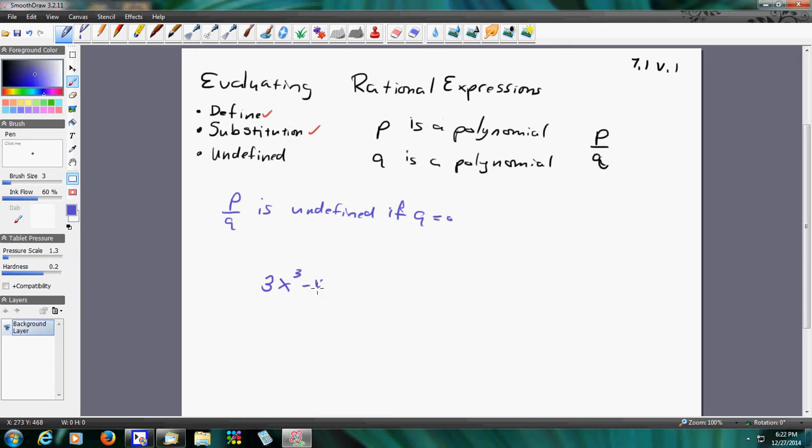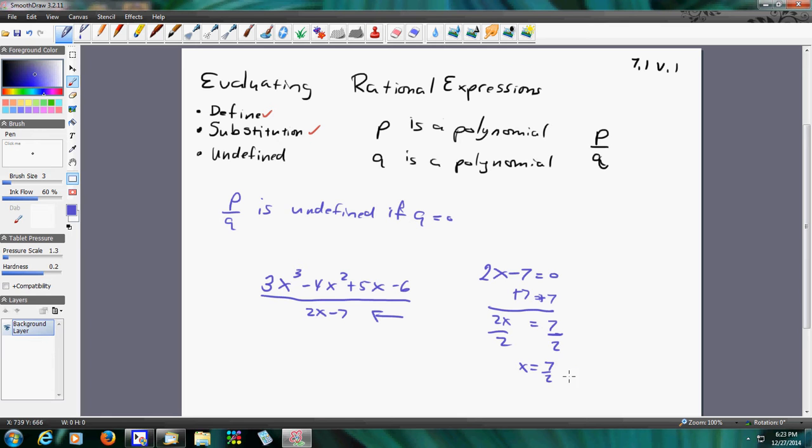And so all we're going to do is, let's say I have 3x cubed minus 4x squared plus 5x minus 6 all over 2x minus 7. If I want to find out when this value is undefined, I don't care about the numerator. I just care about my denominator. And like I said, it's undefined if Q equals 0. So it's undefined if I set 2x minus 7 equals 0. I add 7 to both sides, and I get 2x equals 7. I divide by 2. I get x equals 7 halves, or 3.5. So if x equals 3.5, this whole expression becomes undefined.